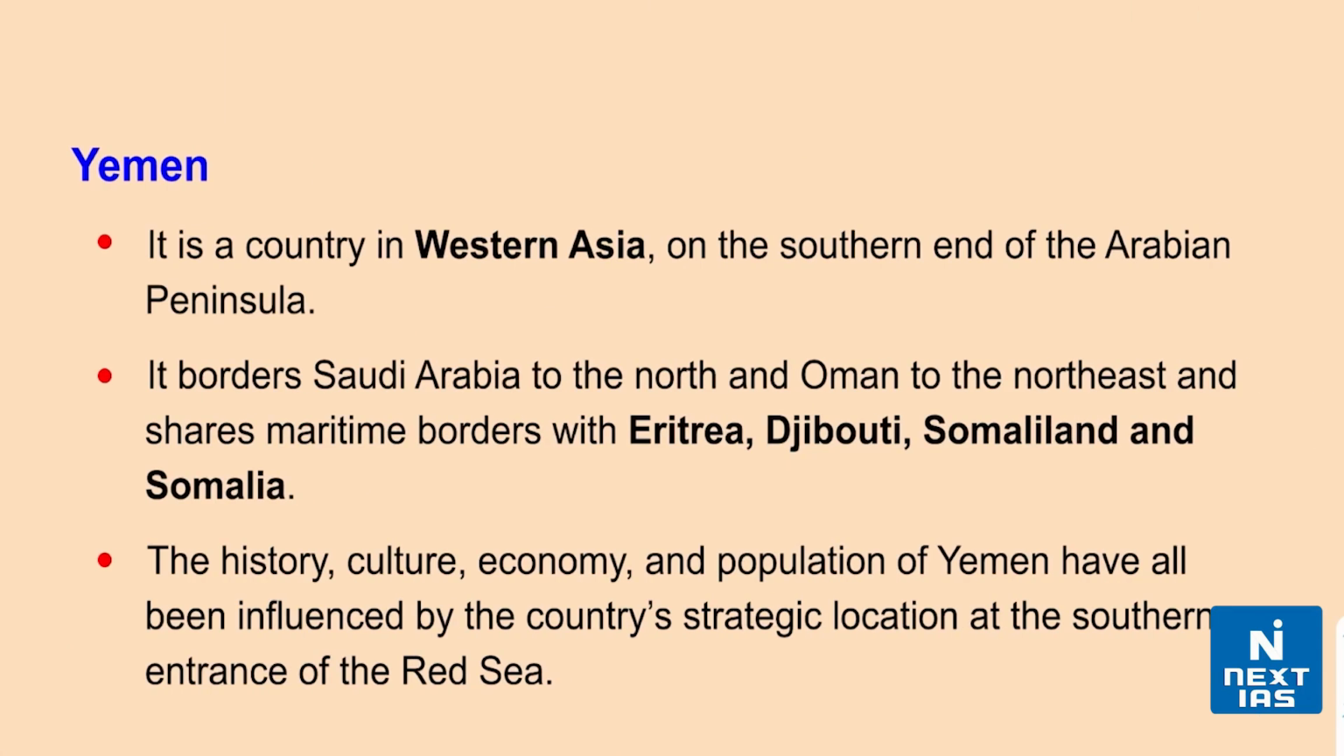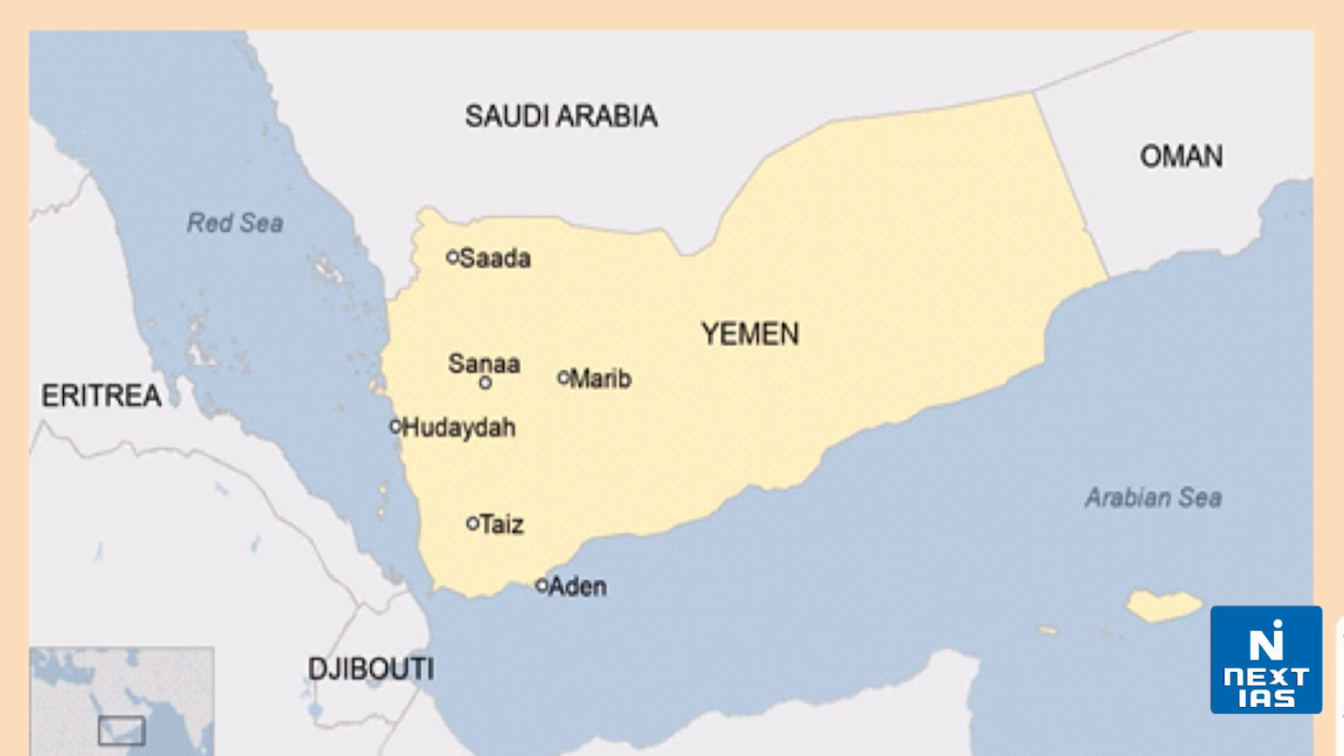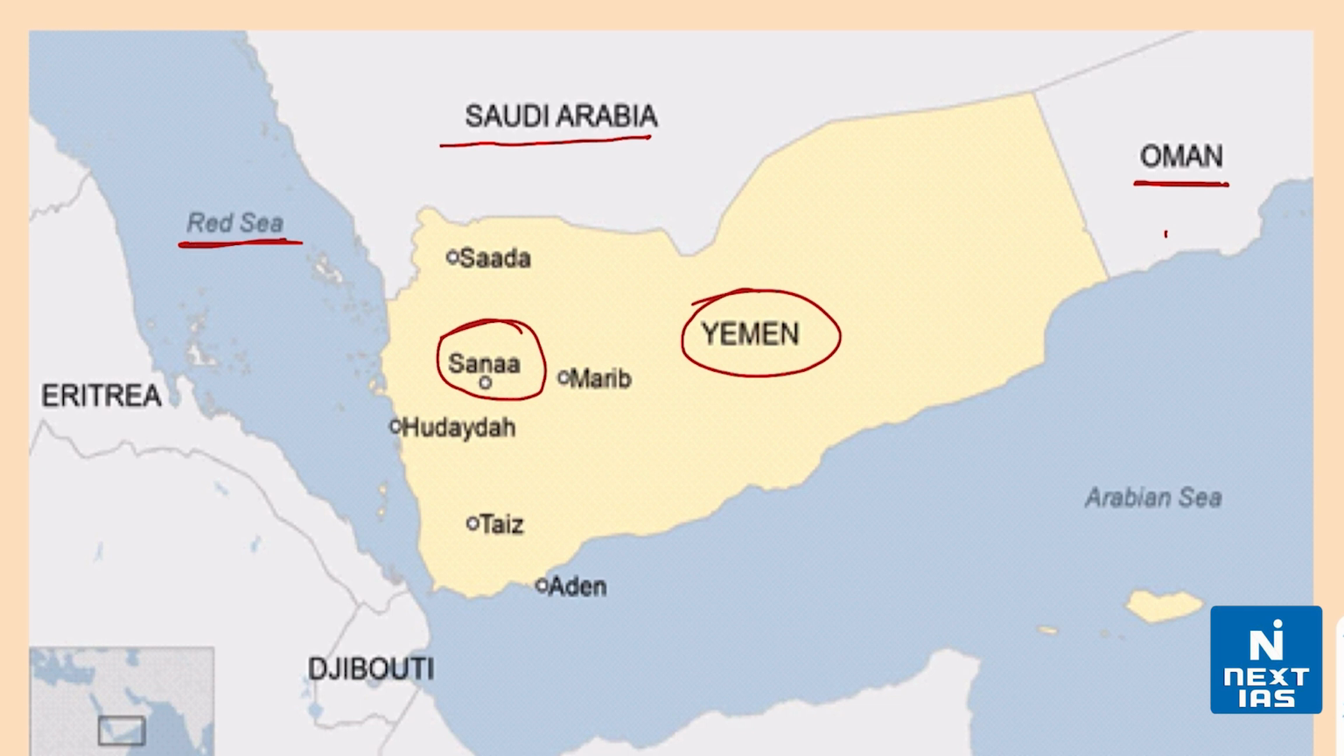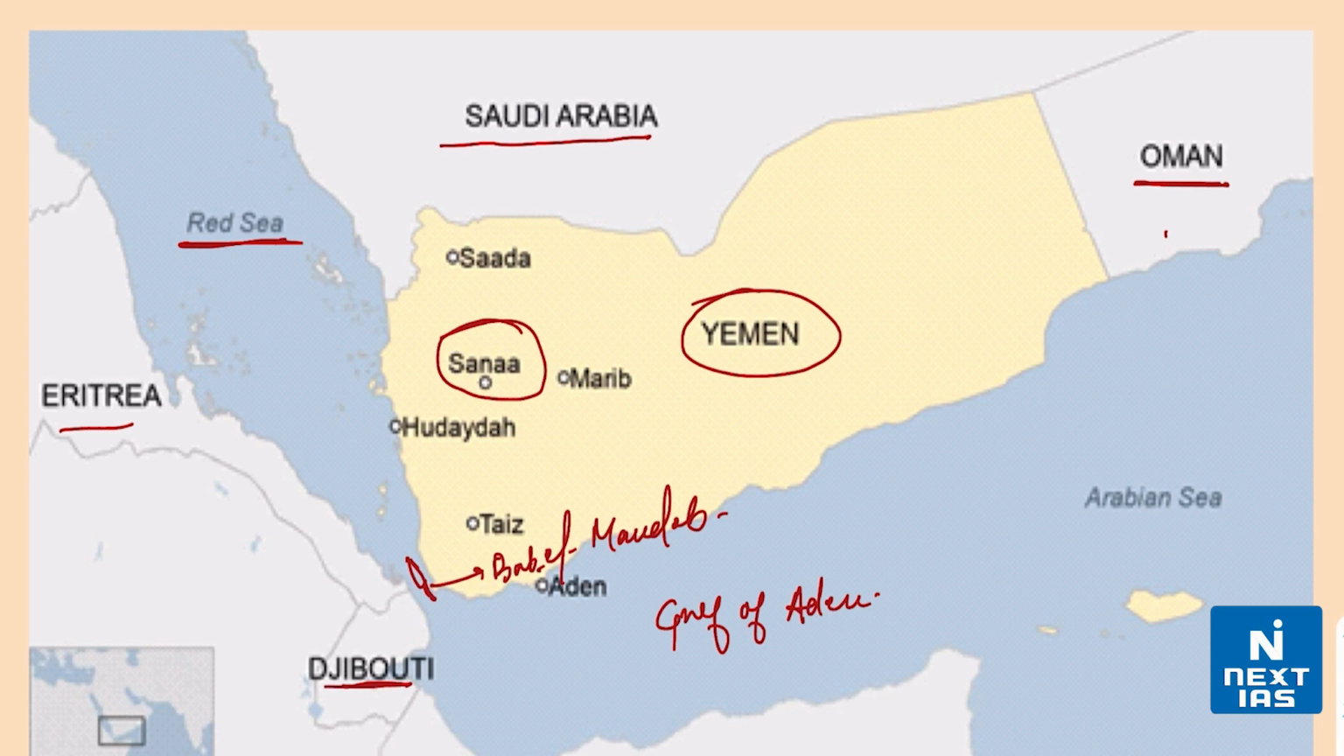Now, if we talk about the location of Yemen, it is a country in Western Asia on the southern end of the Arabian Peninsula. So this is the map. Here we have Yemen, and this is the capital city, Sana'a. It is bordered by Saudi Arabia and Oman. Here you can see we have the Red Sea, and here we have the Gulf of Aden. This is the Strait of Bab el-Mandeb. Here you have Eritrea, Djibouti. This is Somalia, and this is Ethiopia. So together these four countries form the Horn of Africa, and here we have the Arabian Sea.